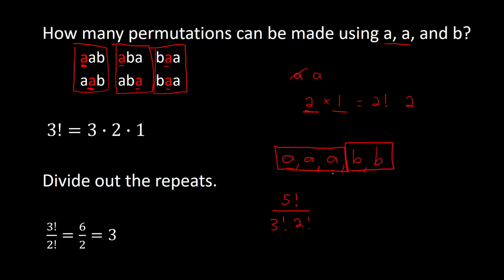So you look at each letter separately. Don't combine them to say, oh, I have 5 letters that are being repeated total, so divide by 5 factorial. We look at each letter separately. So we have 5 factorial divided by 3 factorial times 2 factorial.